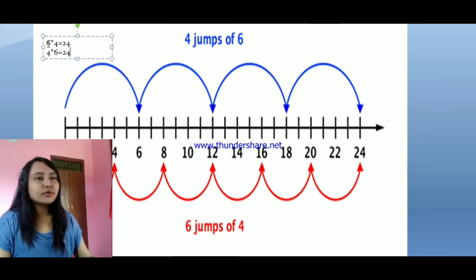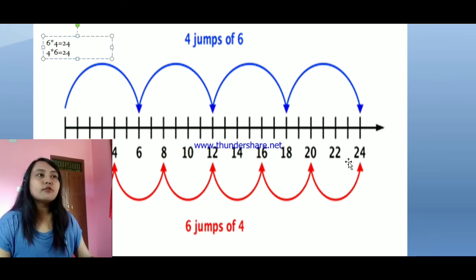So here you can see the red marking. Starting from 0, we will be taking 4 steps and jumping 6 times: 0 to 4, 4 to 8, 8 to 12, 12 to 16, 16 to 20, 20 to 24. Now look at the times. How many times have I jumped? 1 time, 2 times, 3 times, 4, 5, 6. So 6 jumps of 4 is equal to 24.